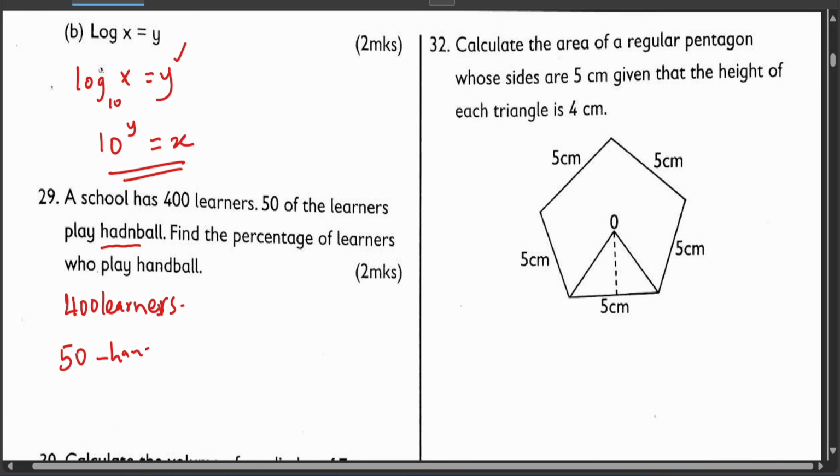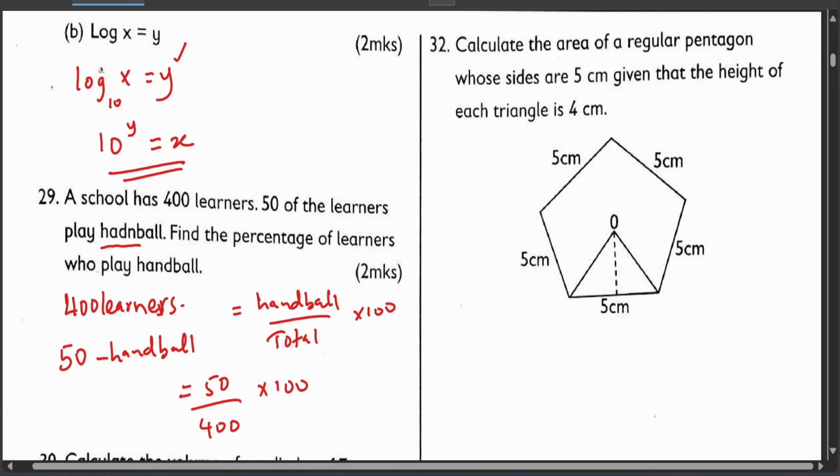So for you to get the percentage of learners, you put the number of handball players divided by the total learners, then multiply by 100. So those who play handball are only 50, divided by 400, multiplied by 100. So 50 divided by 400 times 100 gives you 12.5%.